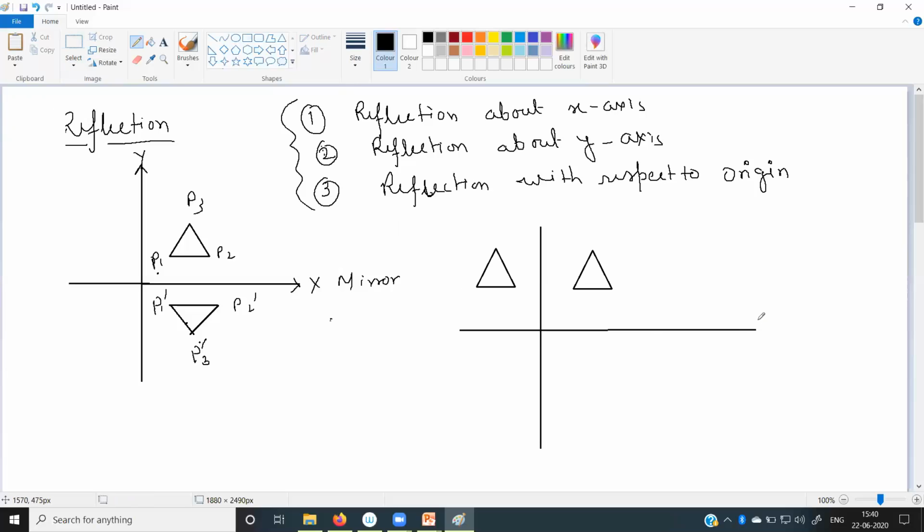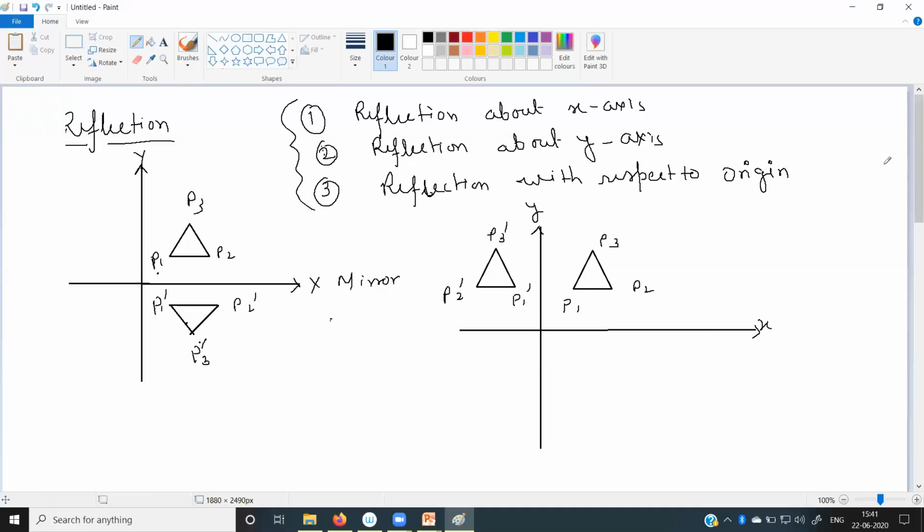This is the x-axis, this is our y-axis, and this reflection is the reflection about the y-axis. So let us say this is point P1, this is point P2, this is point P3. So here this P1 will be mapped over here. So it is our P1 dashed, it is our P3 dashed, and it is our P2 dashed. Clear?